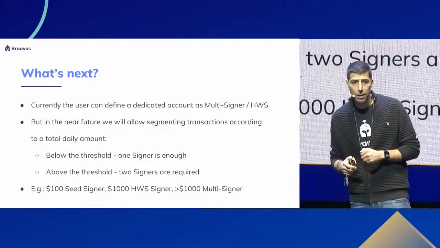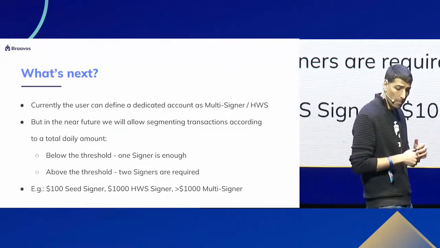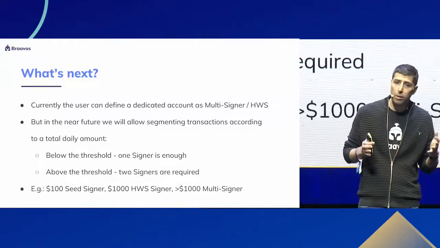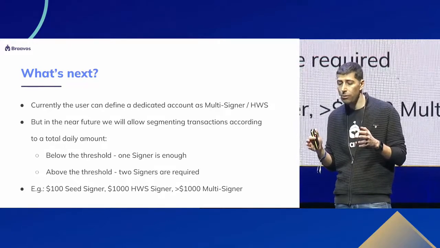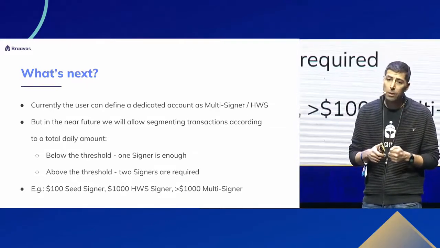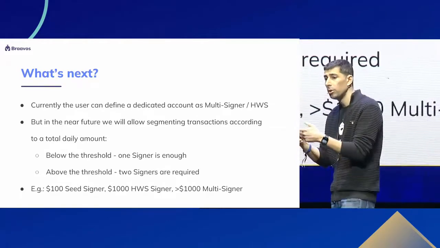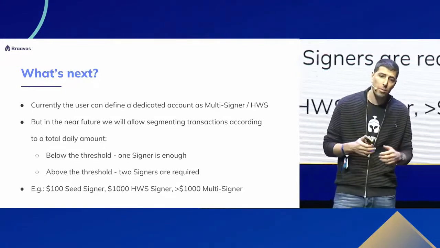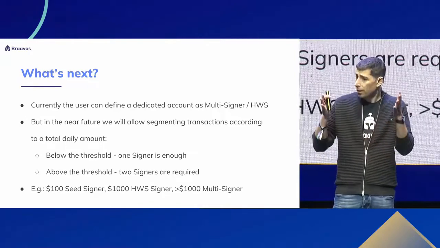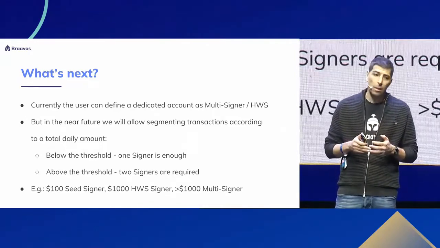So what's next? A lot of things next, but in this context, if you think about it, currently, the user needs to decide per account if the account is hardware signer, multi-signer, protected signer, seed signer, and there is no problem to switch between them, but the definition is per account.